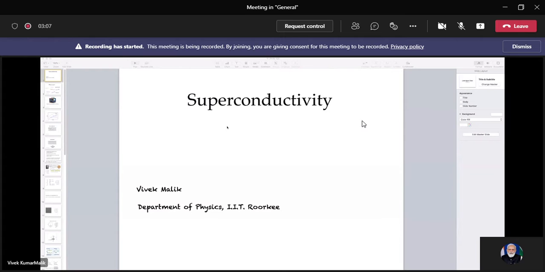Okay, so I'll start with a brief introduction about this phenomenon in general, and then I'll proceed. So you all know this is me. The word consists of super and conductivity. So what is this super? What do you understand by super?